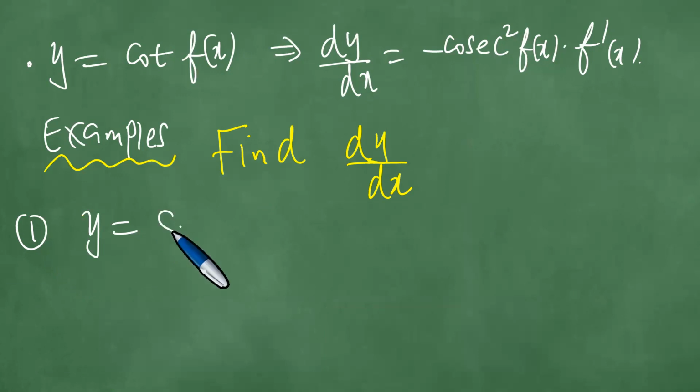y equals the sine of 2x minus 3, the sine of 7x.